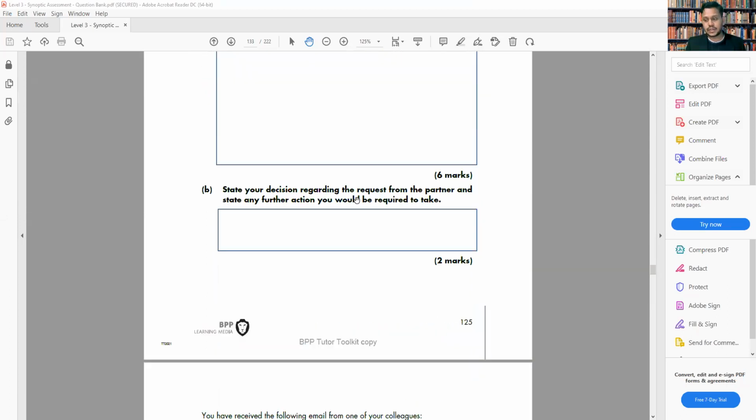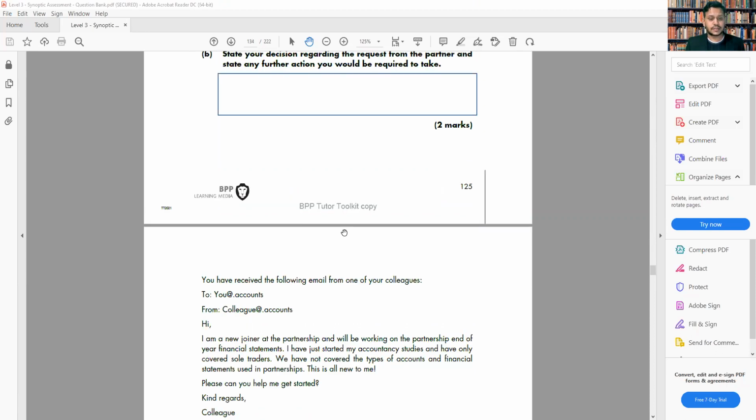Let's look at the next one. The next one is: state your decision regarding the request from the partner and state any further action you would be required to take. So what action are you going to take? We can say simply we want to refuse it. We don't want to do that.